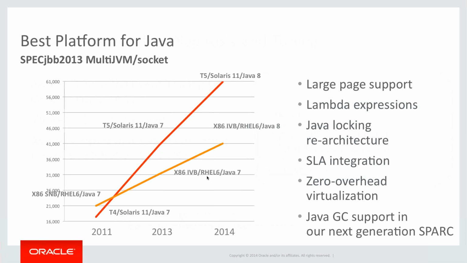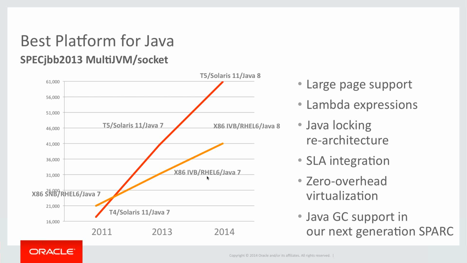So, Java, again, why are we the best platform for Java? Well, one of the things that we've done is we've worked the hell out of performance on Java. We did this in Java 7. You can see the increase in performance that we were able to get between early iterations of Java 7 and later iterations. But the work that we've done in Java 8 using the combination of the T5 processor, Solaris 11 and Java 8 has been absolutely enormous.